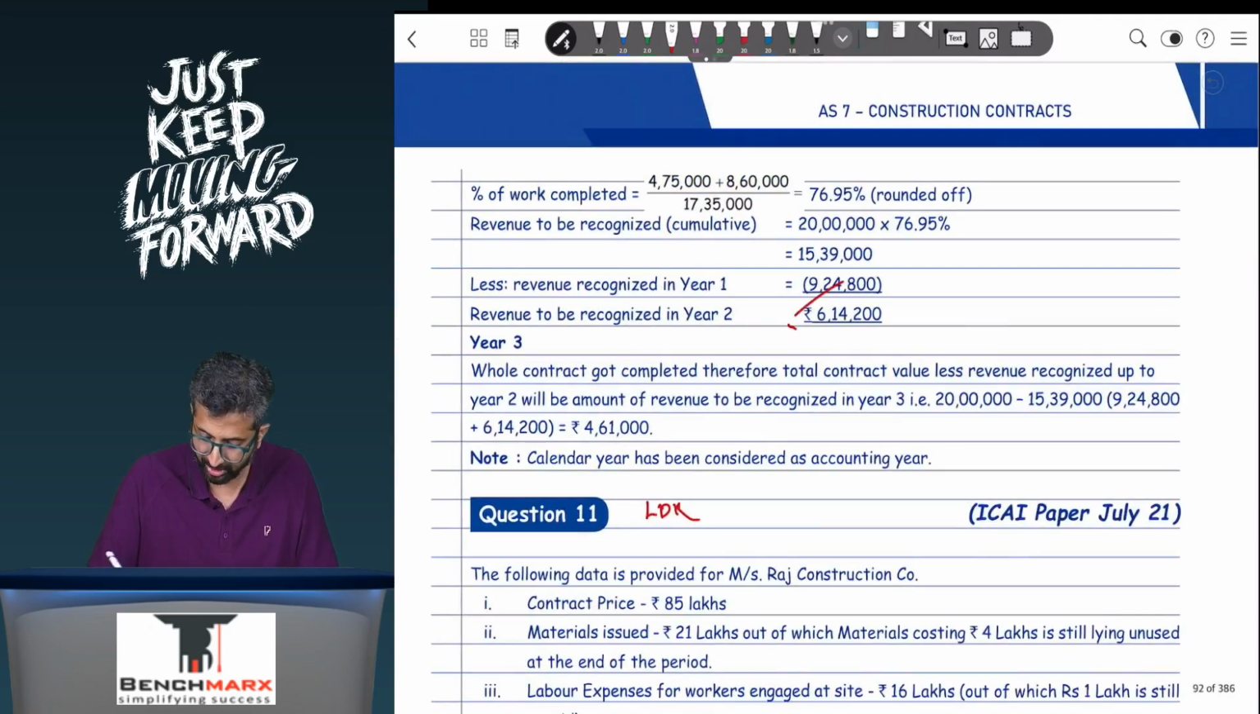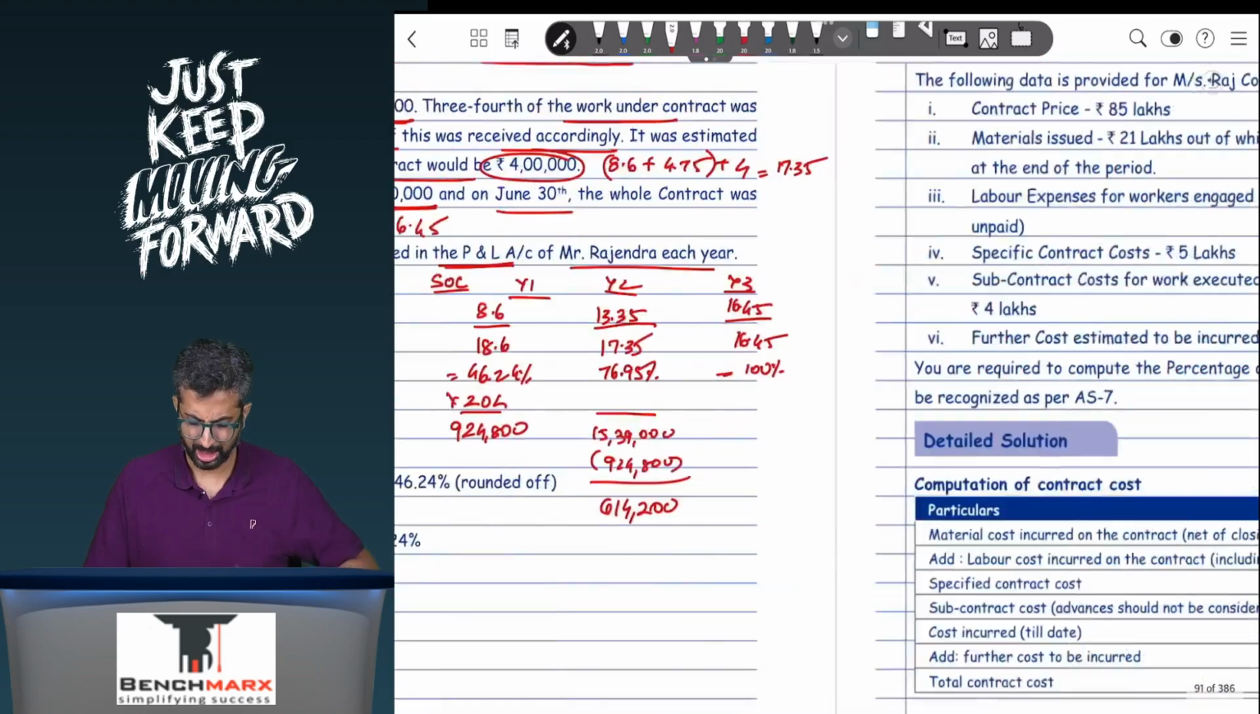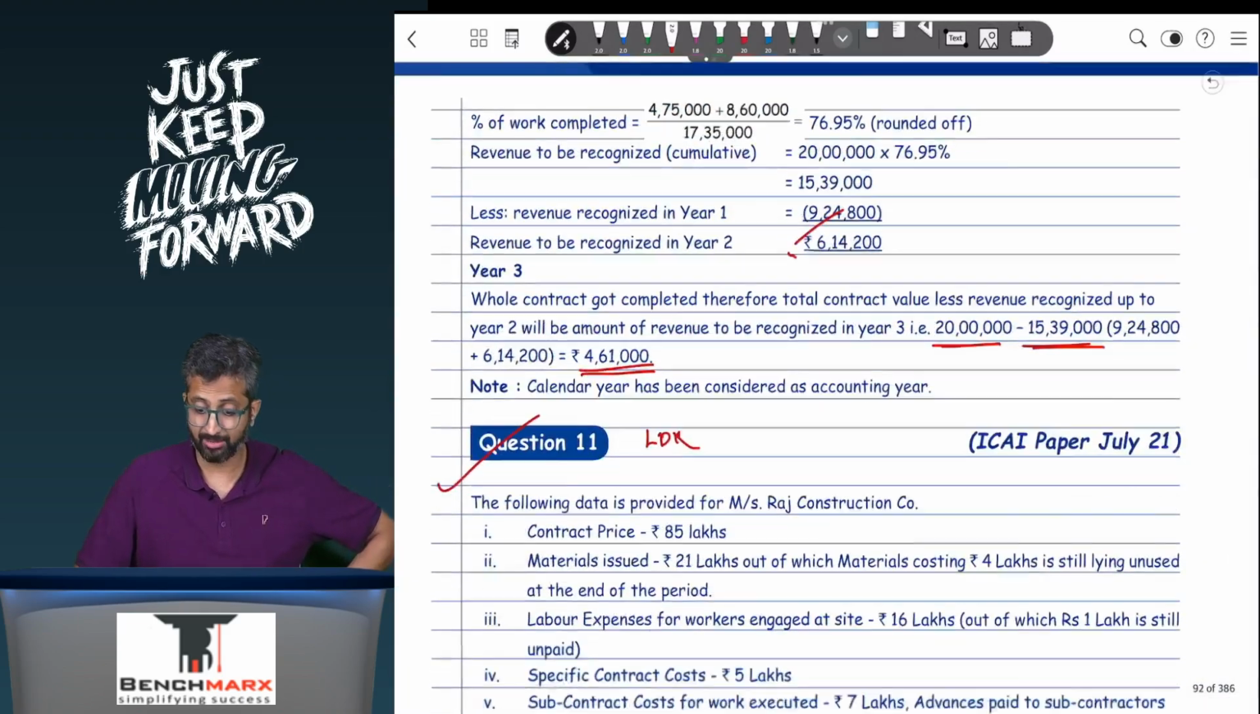So this is 6 lakh 14,200. In the last year, the entire revenue of 20 lakhs minus whatever was to be earlier recorded, 461. Okay, so this is question number 10. Then is question number 11, again an exam question.